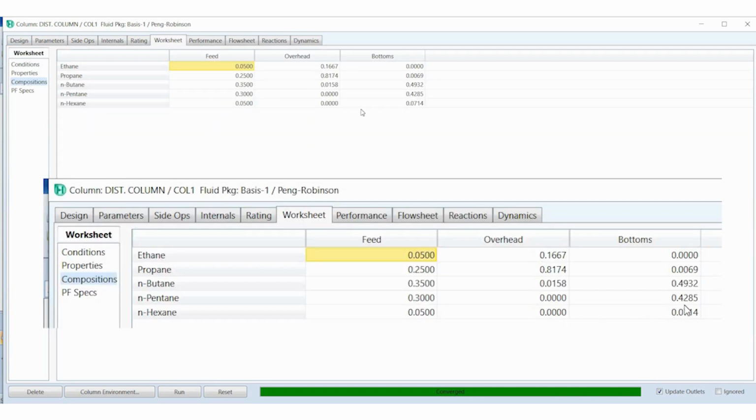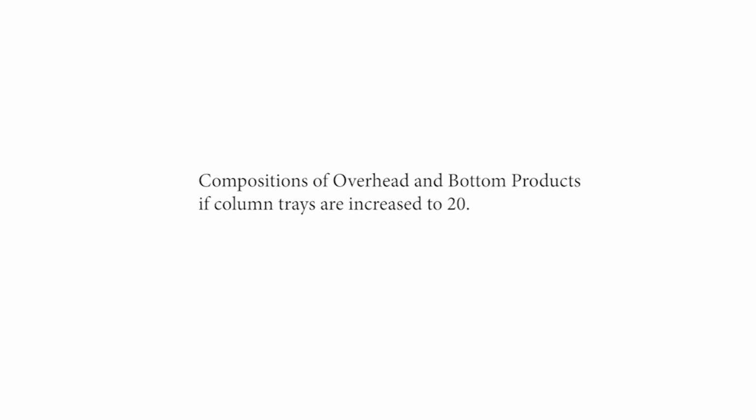Under Worksheet Composition tabs, we can finally see the compositions of our feed, overhead, and bottom products. You will notice that the overhead product is enriched with light components, such as ethane, propane, and minimal amounts of butane, while the opposite is true for the bottom products, where heavy components are concentrated. So what's going to happen if we increase the number of trays from 10 to 20?